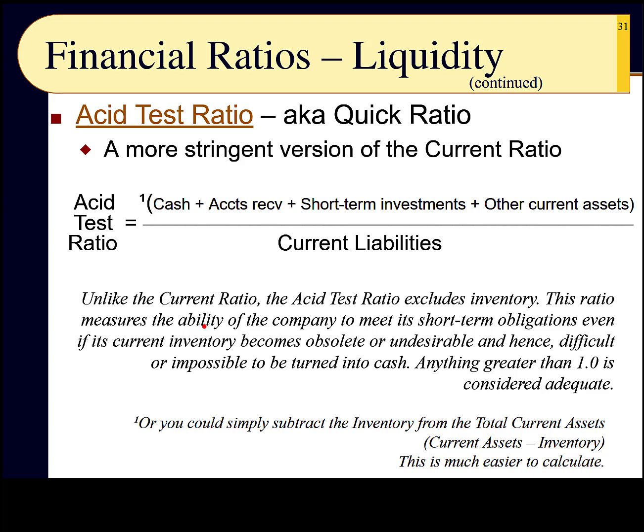So now, why would you do that? Well, think. Unlike the current ratio, the acid test ratio excludes inventory. This ratio measures the ability of the company to meet its short-term obligations, even if its current inventory becomes obsolete or undesirable, and hence difficult or impossible to turn into cash. And anything greater than 1 is certainly good.